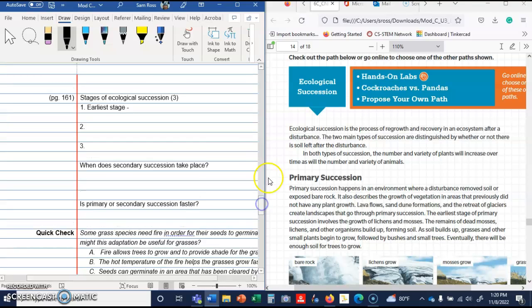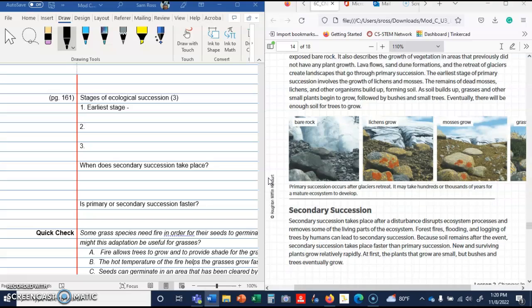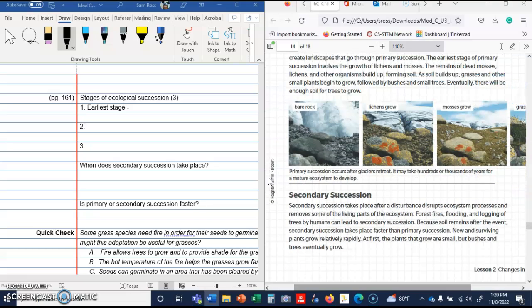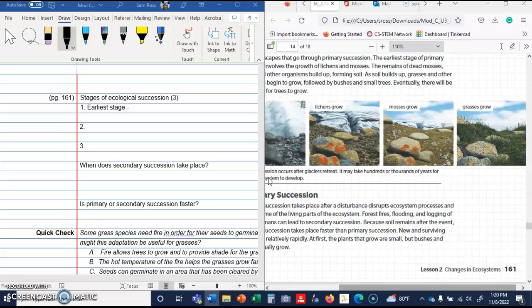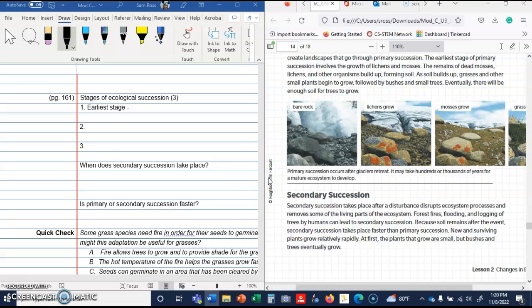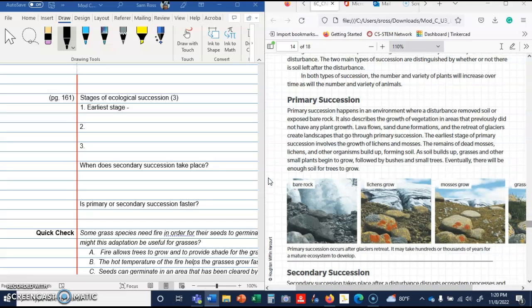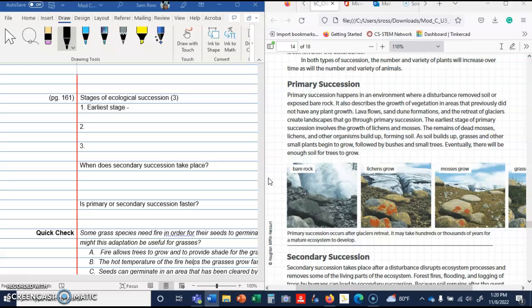Okay, so stages of ecological succession. Page 161. Okay. Are these the stages? The earliest stage of primary succession involves the growth of lichens and mosses. So for number 1 here in stages of ecological succession would be the growth of lichens and mosses.